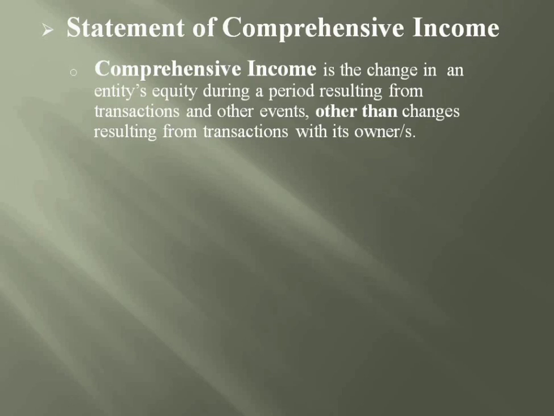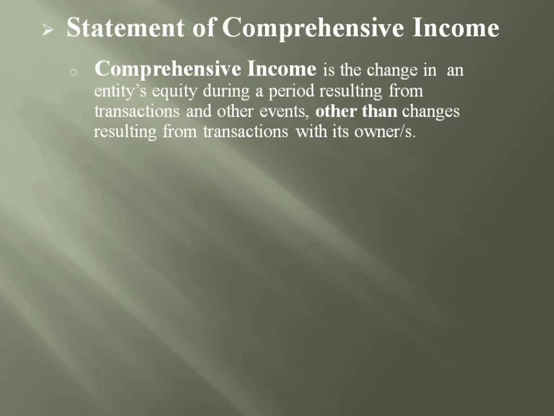Now, recall another thing you learned before. Aside from owners' investments and drawings, what else affects equity or capital? Revenues or income and expenses. Meaning to say, comprehensive income is the change in equity during a period arising from revenues earned and expenses incurred, including other income, gains, and losses.